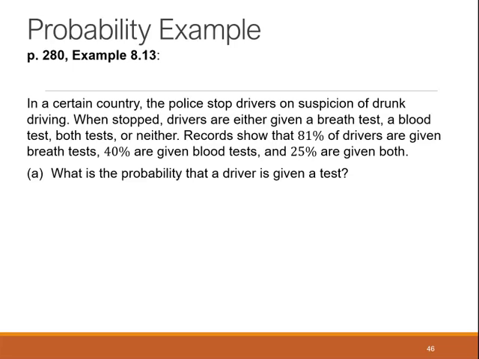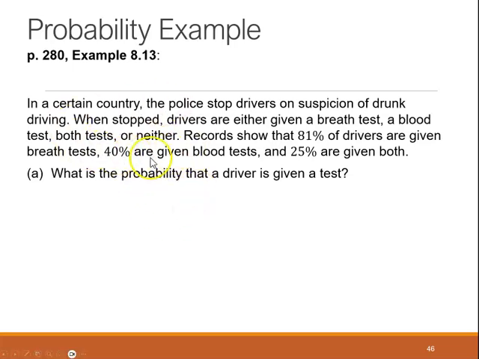In a certain country, the police stop drivers on suspicion of drunk driving. When stopped, drivers are either given a breath test, a blood test, or both tests, or neither. Records show that 81% are given breath tests, 40% are given blood tests, 25% are given both. What is the probability that a drunk driver is given a test? Right away, can you tell that these events are not mutually exclusive? What word in here is our indicator? Both, right? They're saying that two of the things can happen at once.